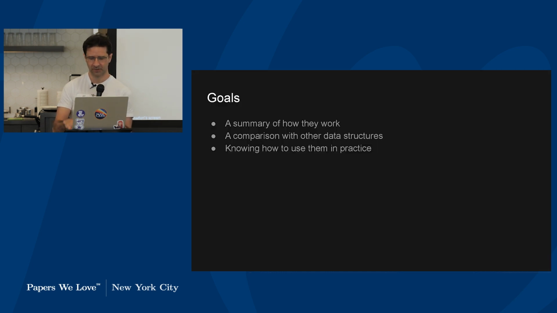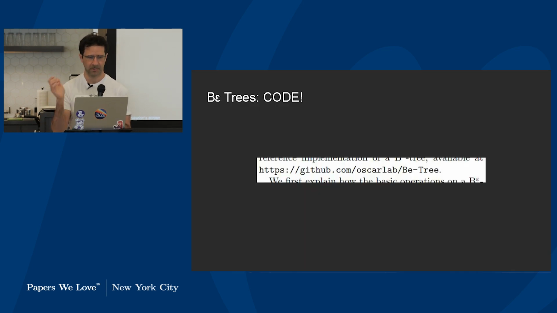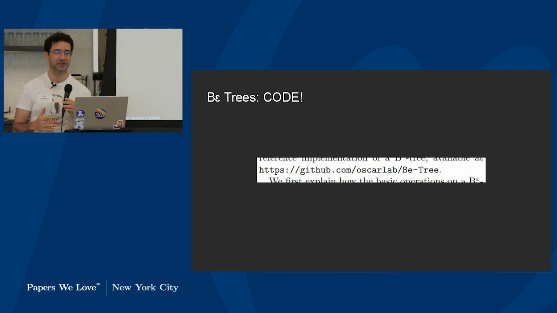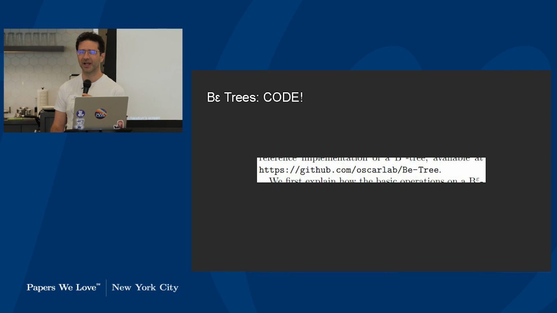So again, just summarizing the goals here. Summary of how the things work, how they compare, and how to use them. And the other nice thing about this, there is a link in the paper to a GitHub repository. There's code that you can download, compile, and run. You don't have to rely on some hand-wavy descriptions of how to do things or some pseudocode to figure out what's going on. You can actually just go and read the code. Can we please have more papers do this?